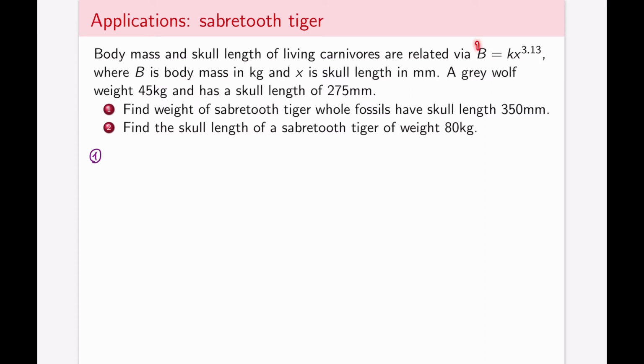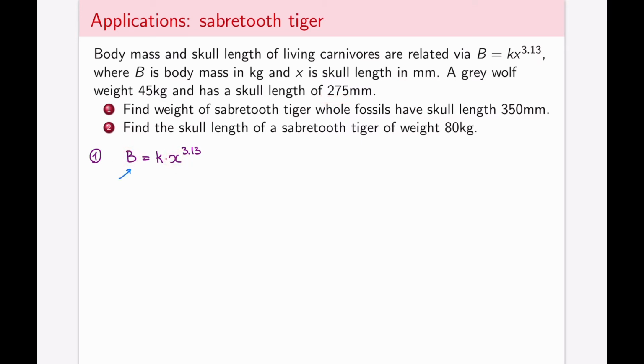First of all, let's rewrite our proportionality or allometric relationship here. So we have B is equal to k times x to power 3.13. What do I know that I can plug in order to figure out what k actually corresponds to? Well, I do have some information on the gray wolf, which is a living carnivore. So this actually comes from real data. I know that he weighs 45 kilos. So that is the body mass. And the skull length is 275. So this x is 275.